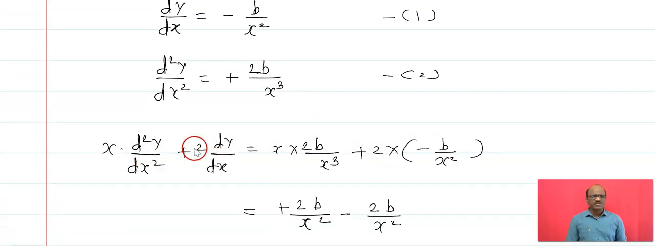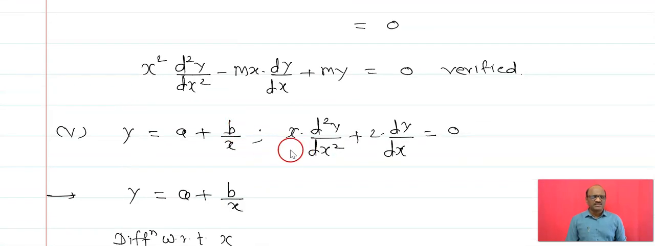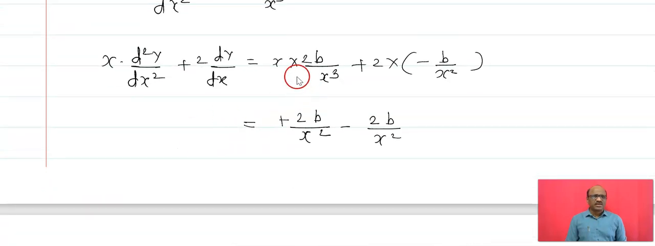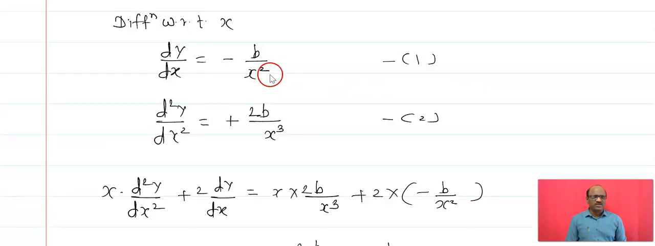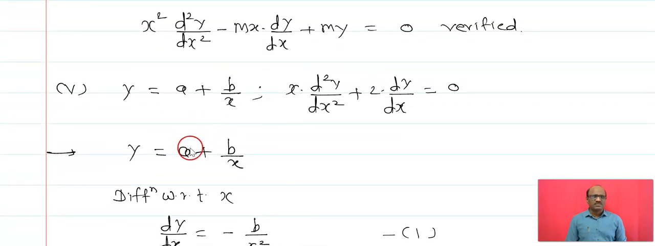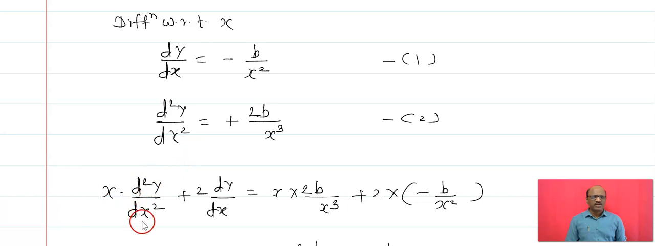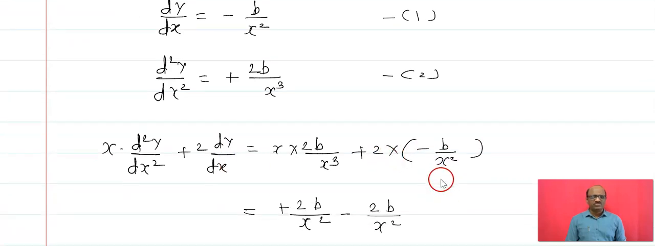And if we arrange these terms like this, x into d2y by dx square plus 2 into dy by dx, that equals x into 2b upon x cube plus 2 into minus b upon x square.